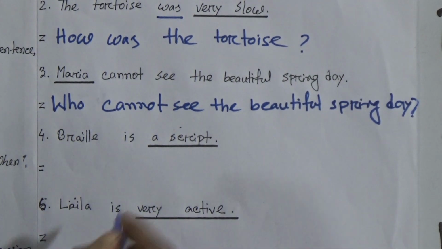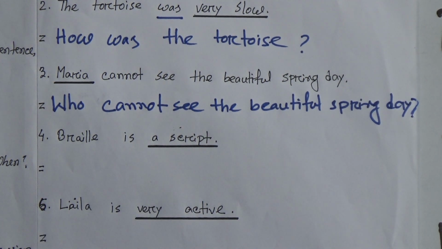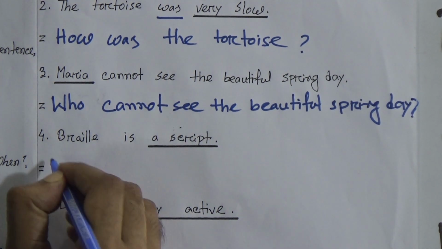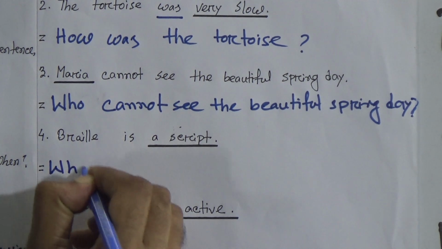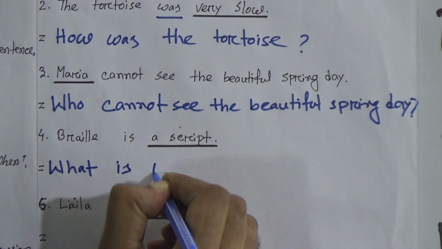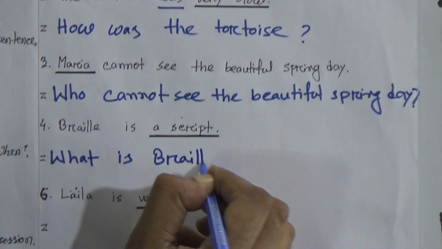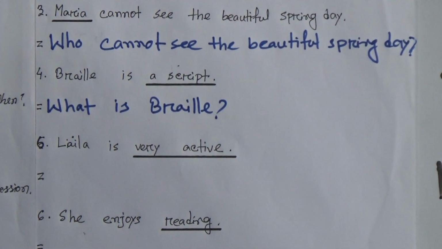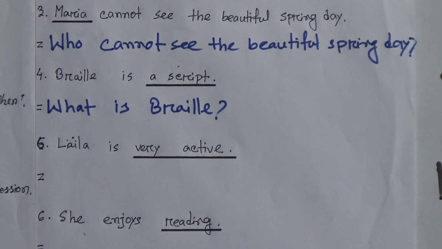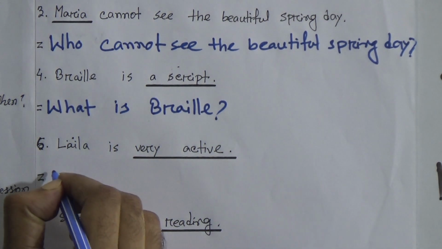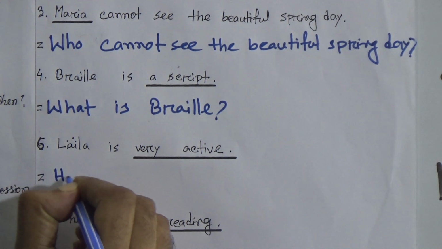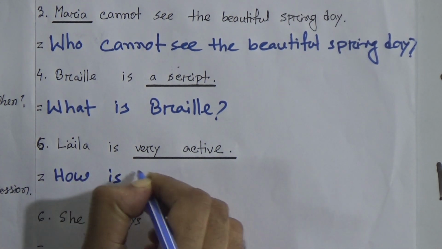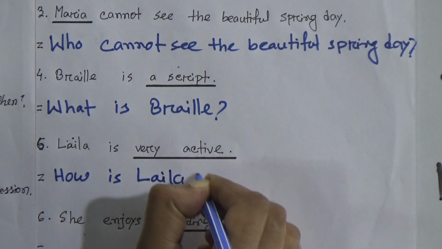Braille is a script, underlined portion is a script and it is the object of this sentence, so we will use what. What is Braille? Question number 5, Laila is very active. Here the condition of Laila is explained, so we will make a question with how. How is Laila?